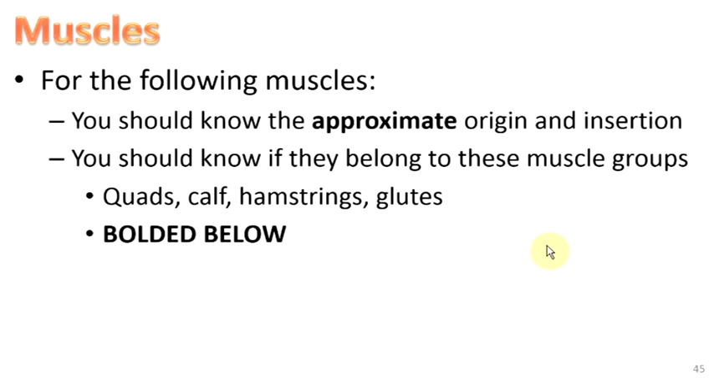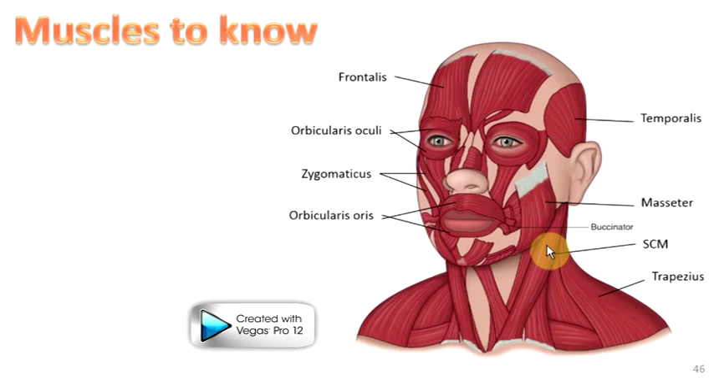And that's for these bolded ones below. I'm going to have these groups bolded below. But they're the quadriceps group, which we just call quads, calf group, hamstrings or hams, and the glutes. Okay, like I said, there's more, like the rotator cuff, but we're not going to talk about all of them. Just some of the majors, okay?